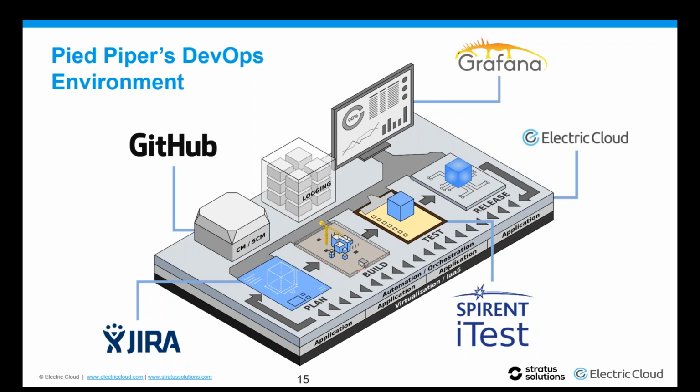They're using a tool called iTest. This could easily be other tools like Robot Framework to help do automated testing as they go through their software release process. And then finally, Electric Cloud's Electric Flow platform helps with the automation and orchestration between all of these different products and tools to help move that software all the way from dev through production and facilitate the gates in between.